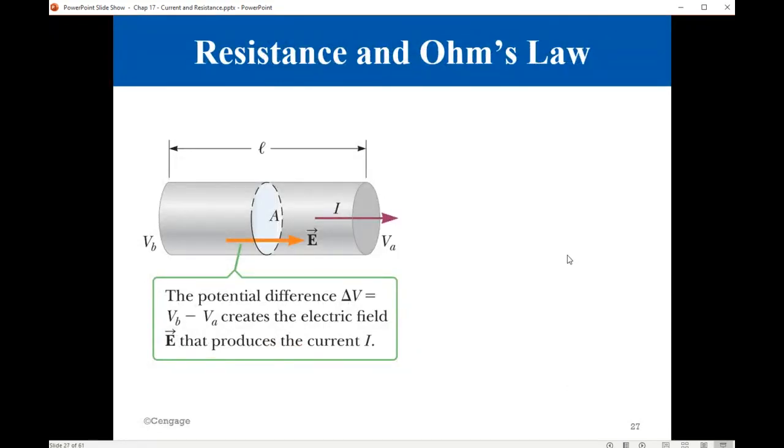We move on to learn about Ohm's law. Ohm's law is an experimental law. It is based on experimental observation. It was observed for the first time by the German physicist George Simon Ohm. He noted that when there is a voltage difference between the two ends of a conductor, like here, VB minus VA, that is the potential difference or voltage difference, the current going through the conductor is proportional to the voltage difference.